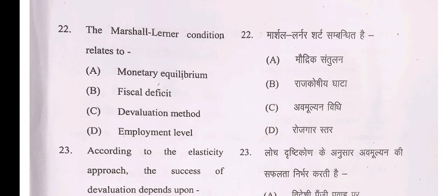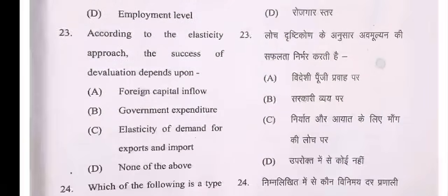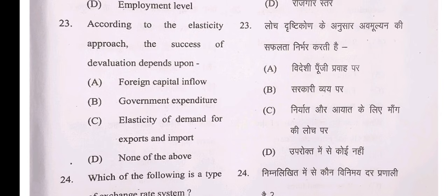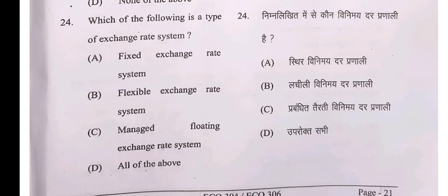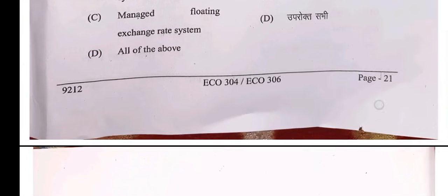The Marshall-Lerner condition relates to option C, devaluation method. According to the elasticity approach, the success of a devaluation depends on the elasticity of demand for export and import. Option C correct है आपका. Which of the following is a type of exchange rate system? Exchange rate system का option D यहाँ पर सही हो जाएगा.